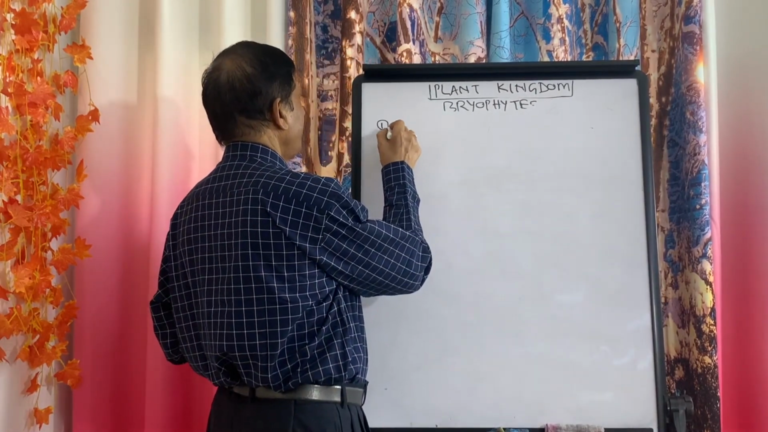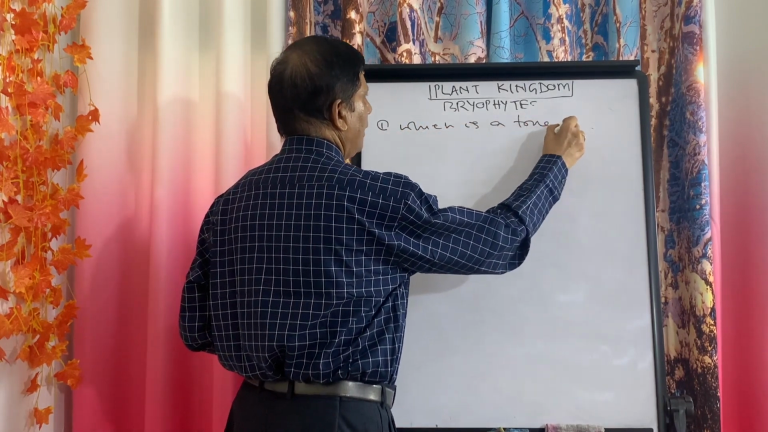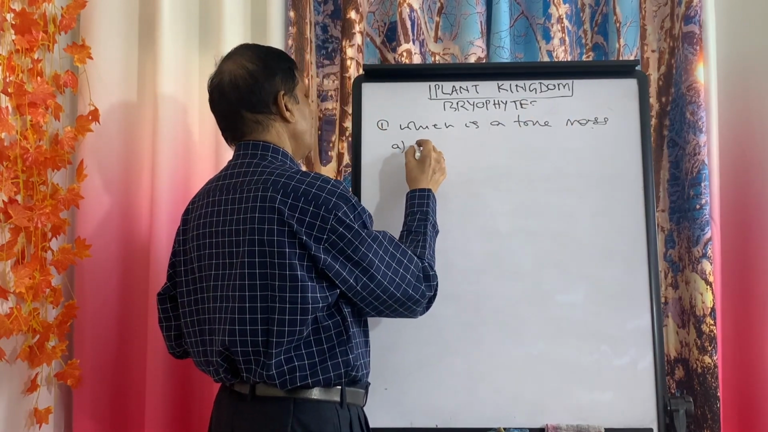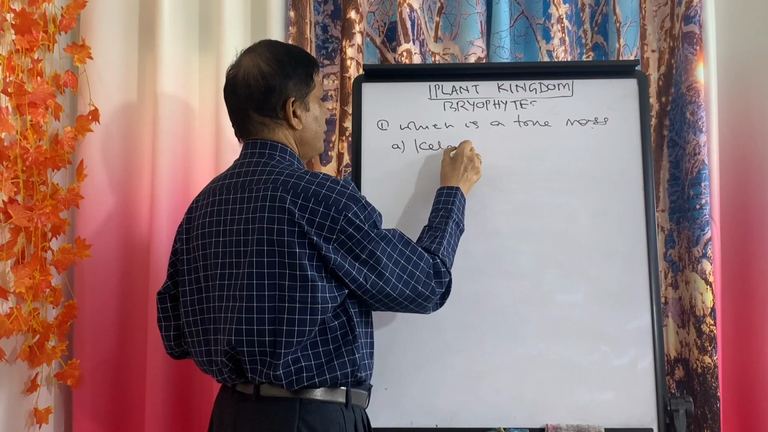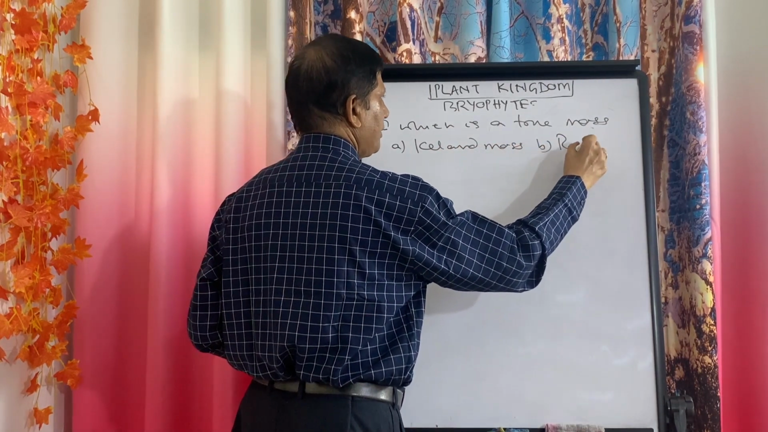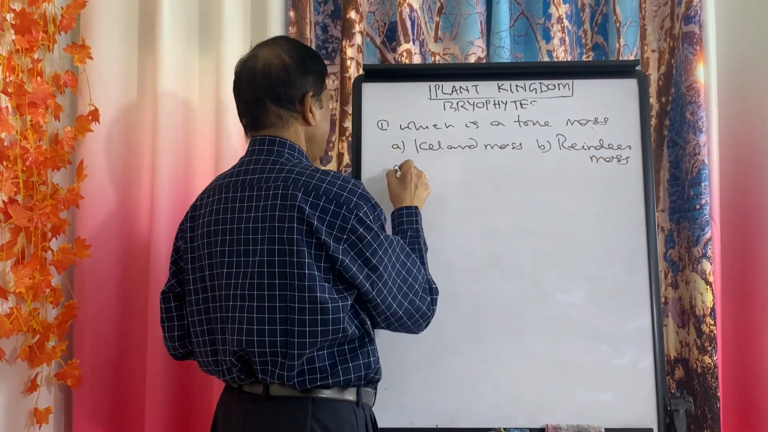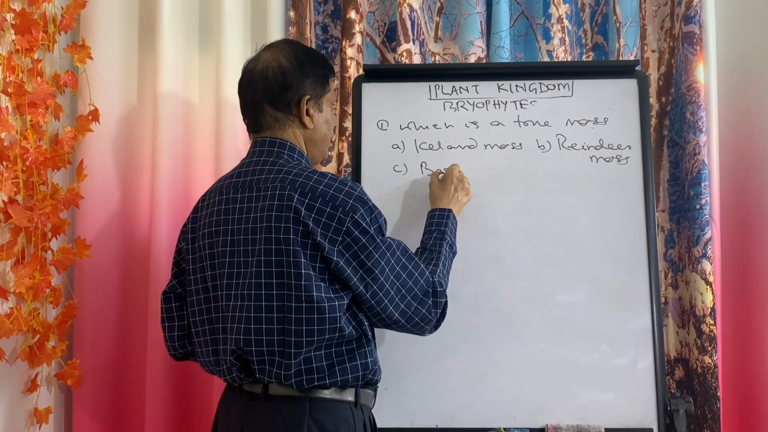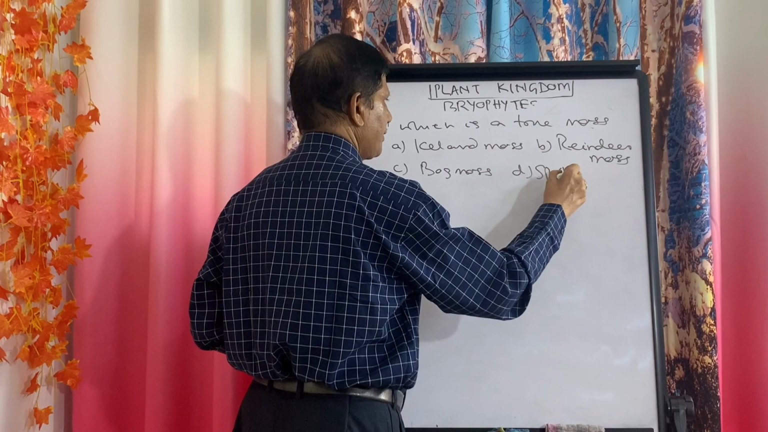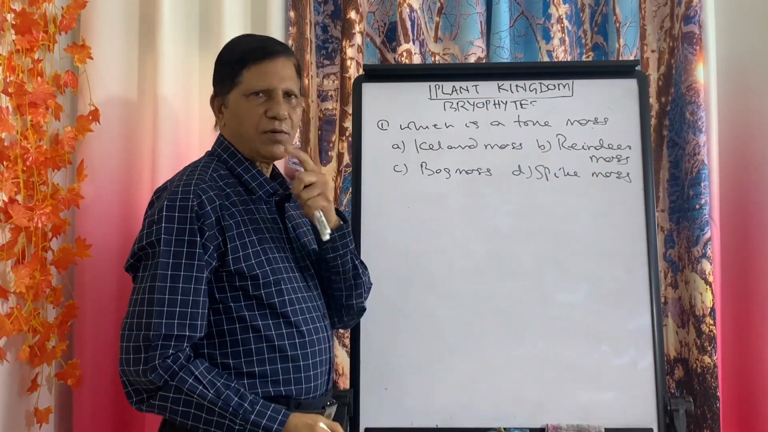Number 1, which is a true moss? A choice Iceland moss, B choice reindeer moss, C choice bog moss, D choice spike moss. You have to select one.